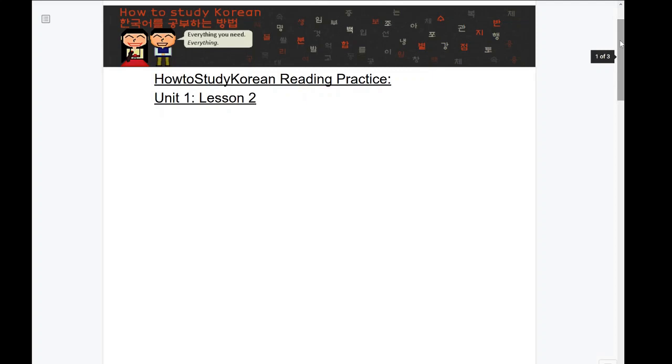The first sentence I would like you to try is this one here. I'll give you 10 seconds to figure out how to pronounce this, and then I'll give you 10 more seconds to try to figure out what it means. This sentence says, 나는 커피가 있다. I'll give you 10 more seconds to try to figure out its meaning.